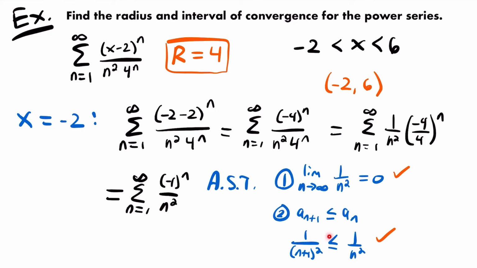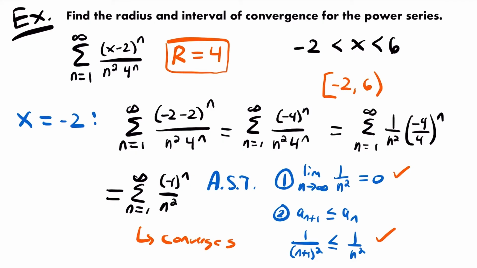And so since both of these requirements are met, the alternating series test says that this series converges. All right, and so since this series converges, what we have just shown is that when x equals negative 2, this series is a convergent series. And so negative 2 should be included in our interval of convergence. So instead of having an open bracket, we're going to have a closed bracket. Negative 2 is included in the interval of convergence. Our series will be convergent when x is negative 2.